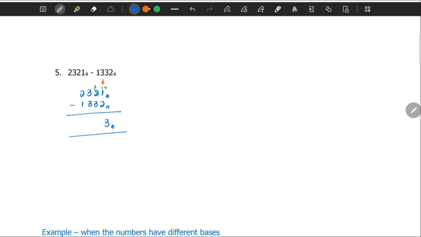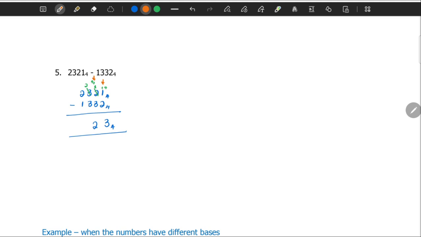1 minus 3, it can't, so you borrow again from this, which becomes 2. Here it becomes plus 4. 4 plus 1, 5 minus 3, that's 2. So that was this one.